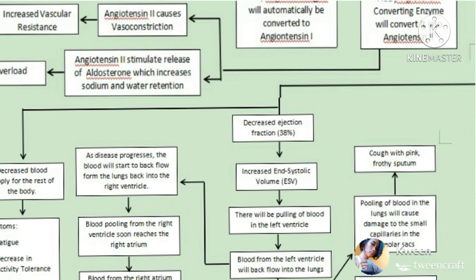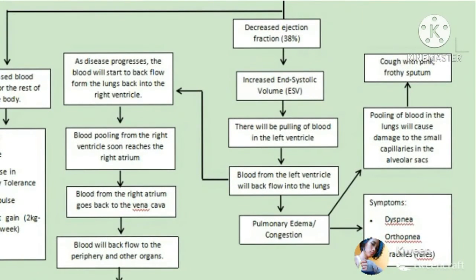In the case of the patient, there is a 30% ejection fraction based on the echocardiogram. Decreased ejection fraction can result to an increased end systolic volume or ESV. This will also result to the pooling of blood in the left ventricle. The blood from the left ventricle will flow back into the lungs, and this will result to pulmonary edema or pulmonary congestion. Symptoms like dyspnea, orthopnea, and crackles are manifested by the patient.